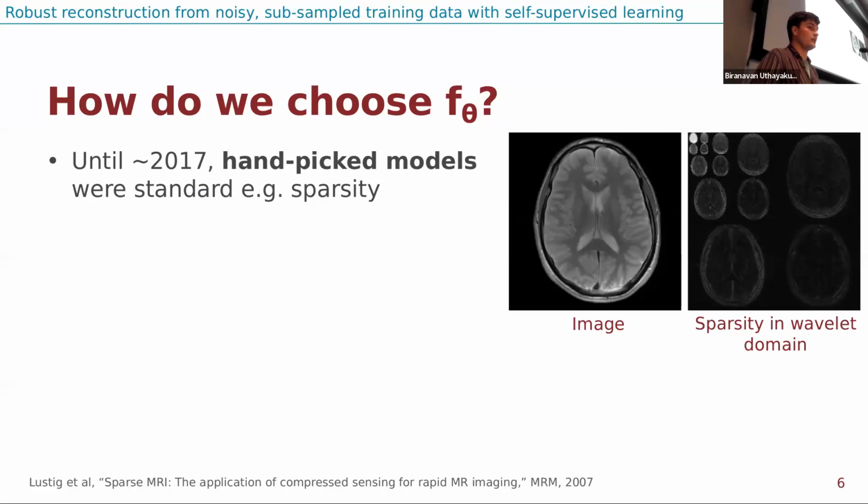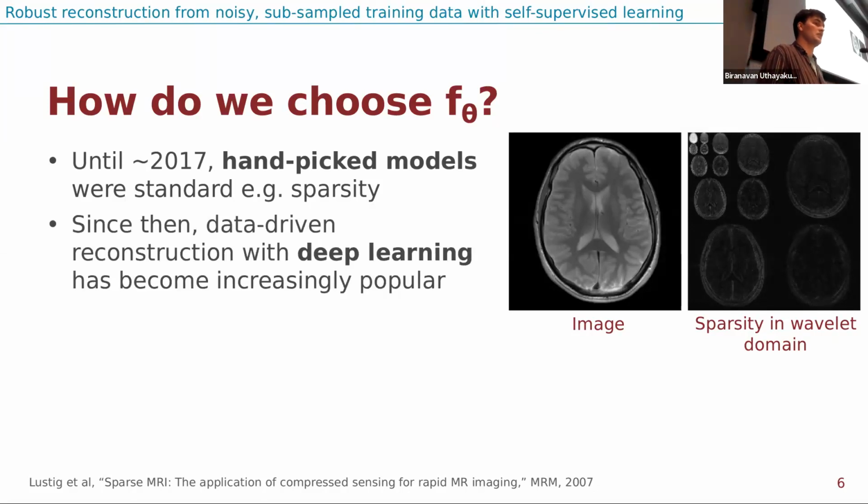So this talk is all about how we choose F. Until about 2017, the dominant way of choosing F was to have a hand-picked model. For instance, motivated by the theory of compressed sensing, a common thing to do was to assume sparsity. So for example, we know that if we do some kind of transform to our image, as shown here, we might do a wavelet transform, and there's lots of zeros there. So we can use that assumption to reconstruct our image.